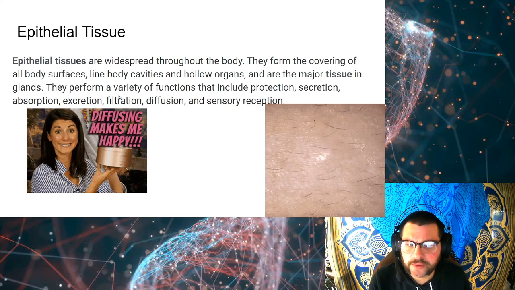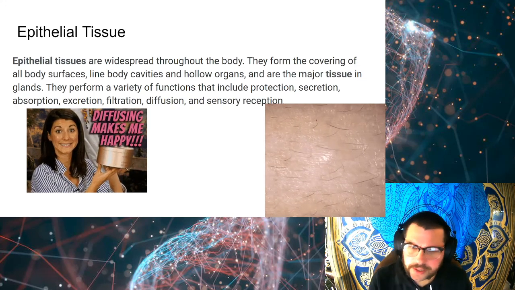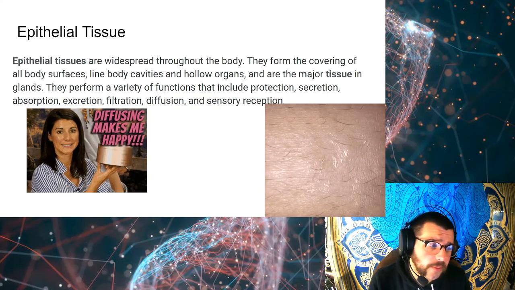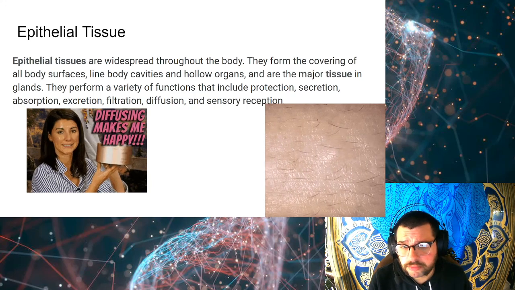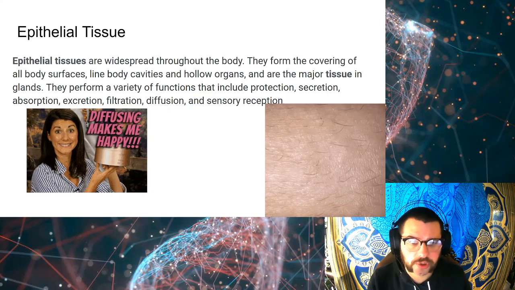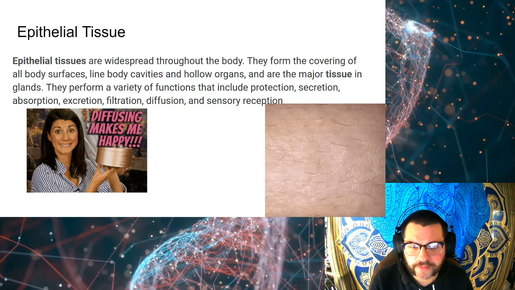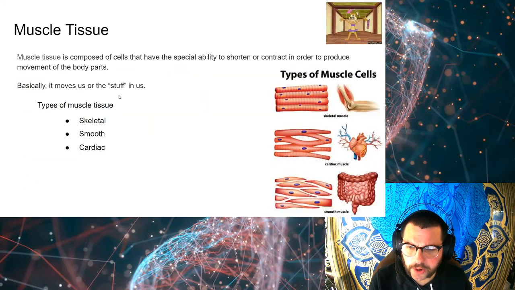The epithelial tissue. Epithelial is stuff all over your body, like your skin. It's also in the inside of our body. And our glands are mostly made out of this type of tissue. They have lots of different functions, like protection, secretion, absorption, excretion, filtration, diffusion, and sensory reception. Okay, so they help us feel stuff. They don't send the message, but they help us get that message to where it needs to go.